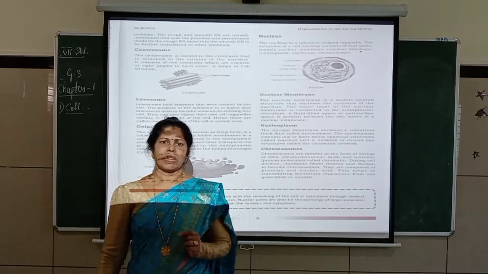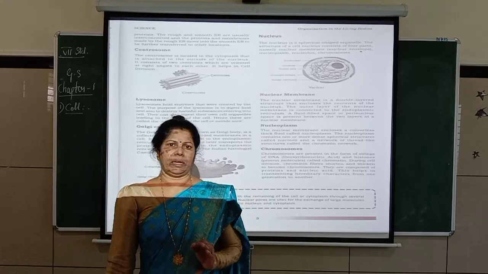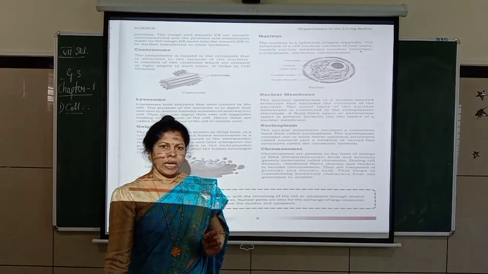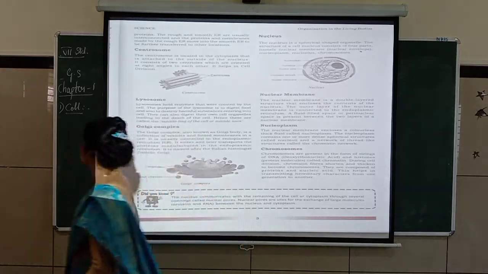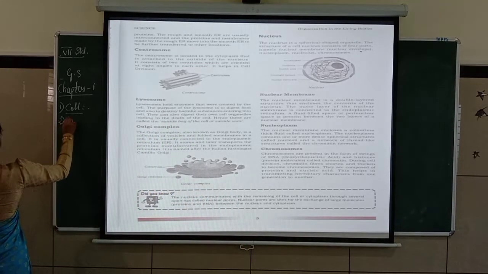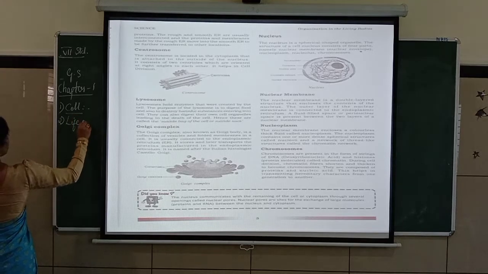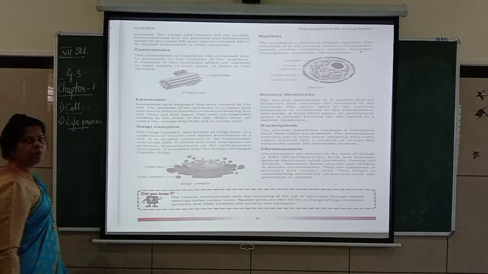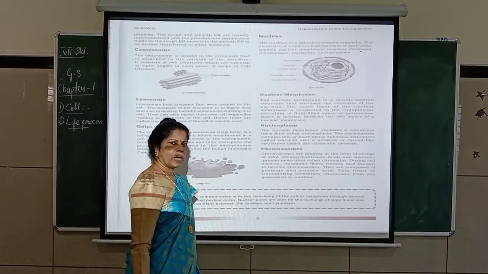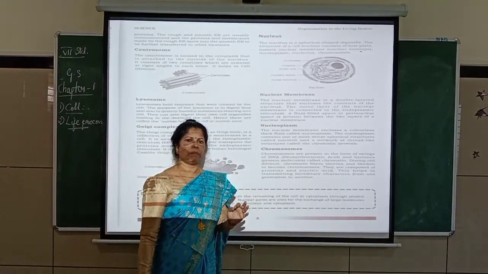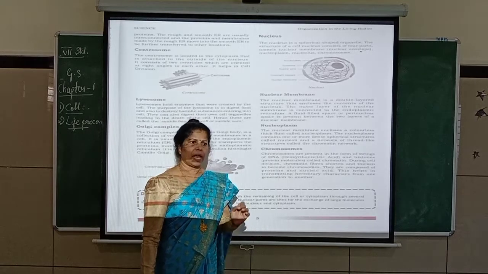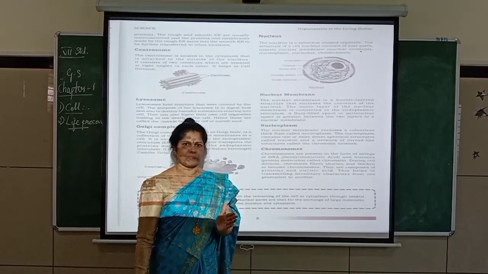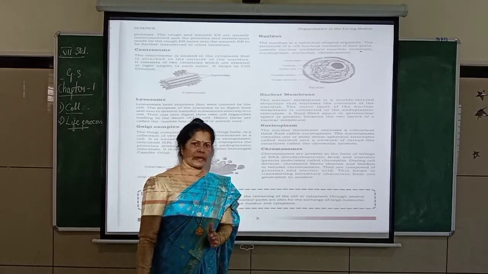Life means what? If we say that a living body has got life, it means the body is able to carry on the life processes. If these life processes are carried on, we can call it a living body. So you understand what is cell? Cell is a basic structural and functional unit of life. It has got a definite shape. It has got different functions to carry on.